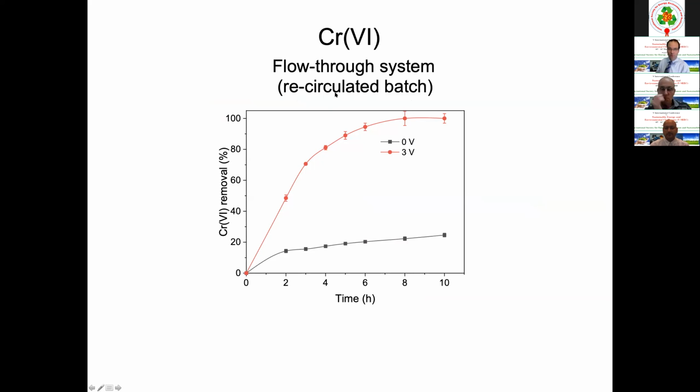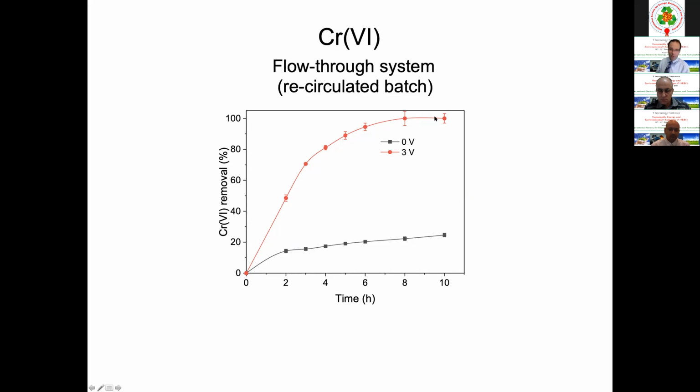But with this recirculated batch system, a flow-through system, so using the porous membrane system, we can get almost a complete removal of chromium 6 using 3 volts of electricity. And you can see here that we can remove also some just with adsorption.